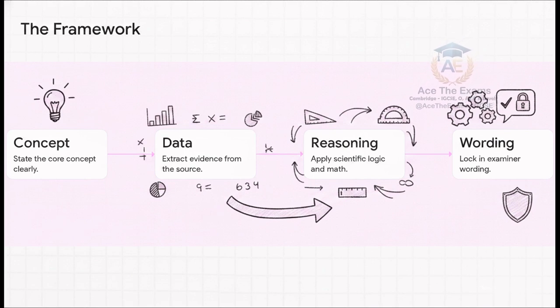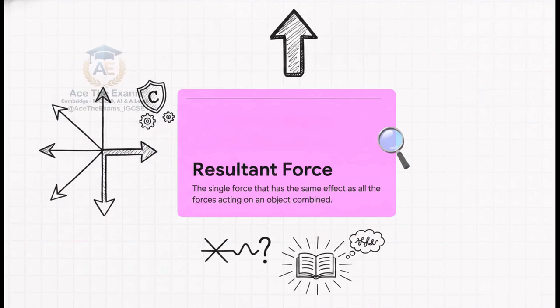So, let's break down how to actually execute each step. Before we apply the full framework to a complex problem, you really have to anchor your answer with precise, Cambridge-approved terminology. This addresses Step 1, the concept. Let's take this definition for resultant force as an example. Listen to this phrasing and lock it in.